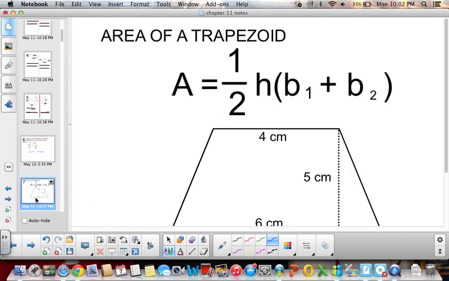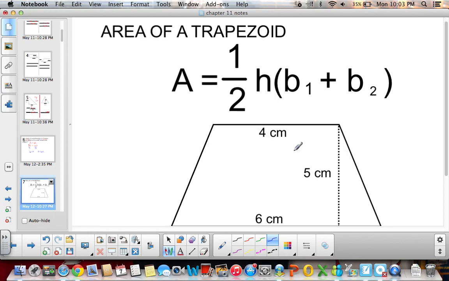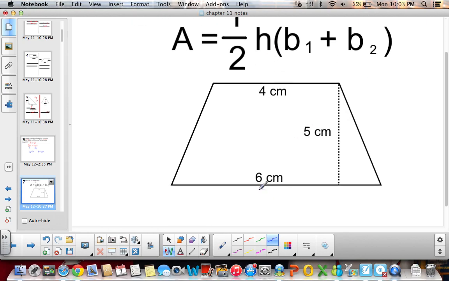And then the last formula that you need to write down for this video, area of a trapezoid, is 1/2 times the height multiplied by the sum of base 1 and base 2. So basically we add together our bases, multiply it by our height, and then multiply it by 1/2 or divide it by 2. So this is base 1. This is base 2. And then this is our height.